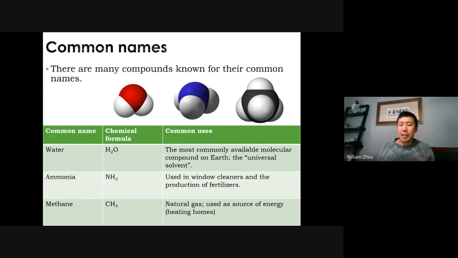So these 3, okay, you need to know their common names, because they're so common, we just don't call them by their IUPAC names anymore, which is probably a good thing. So basically, DHMO is water.